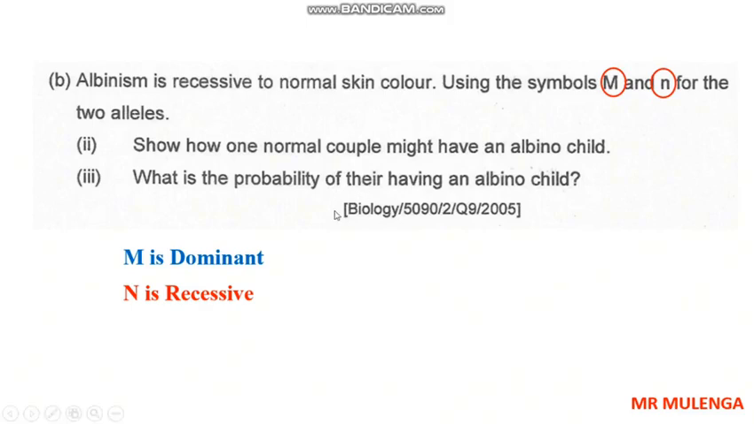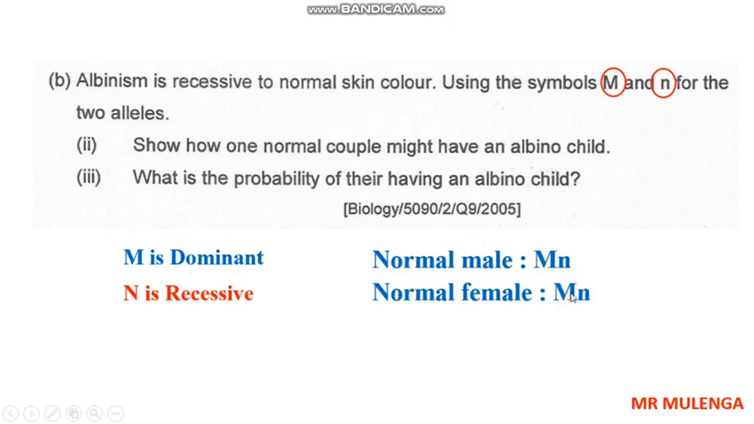So what would be the genotype of the normal male? The normal male is going to have the genotype MN, capital letter M and small letter N. Then the normal female is going to have capital letter M and small letter N. So both of these are normal. So let's look at how we can now answer this question. To answer this question, we are going to need 5 stages.